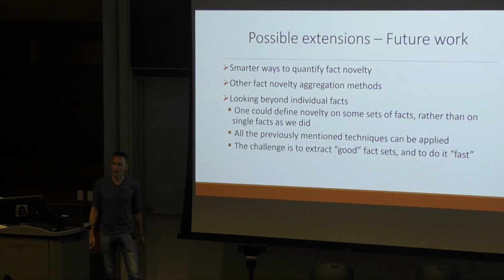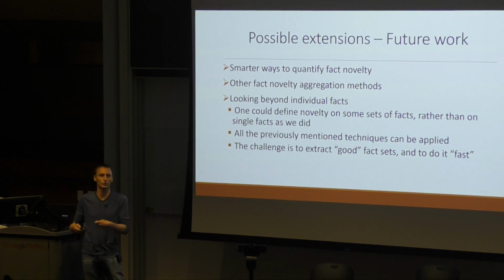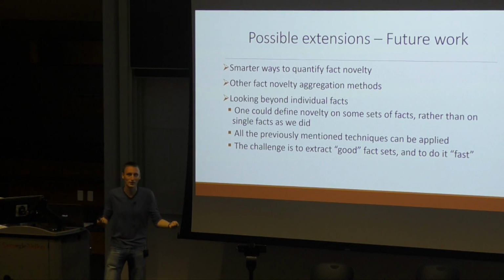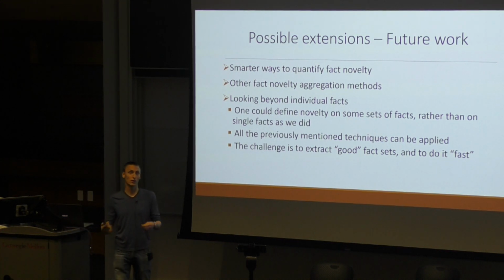First of all, there are smarter ways to evaluate the fact novelty, right? So we did some mapping that I just didn't describe, but you can see it in the paper, and it's pretty basic. And I believe there are some ways to do it better. And you could also find some way to aggregate it better, right? We just did the sum in our best performing heuristic, but maybe there are some ways.